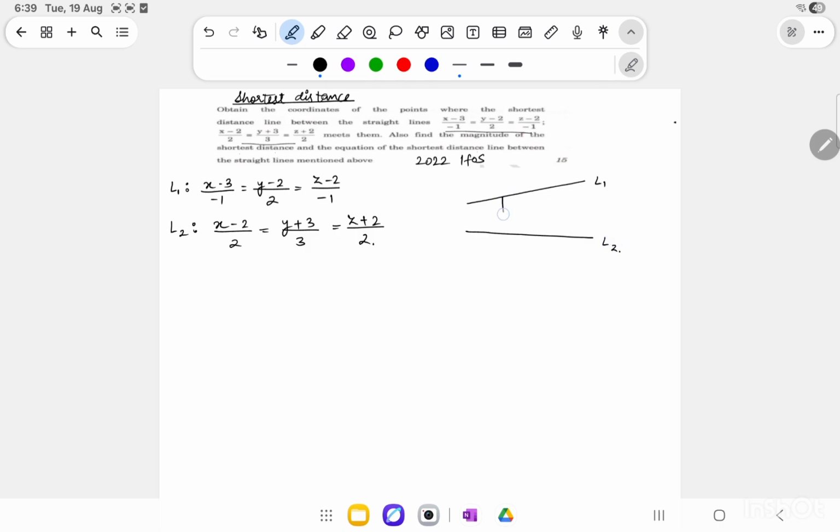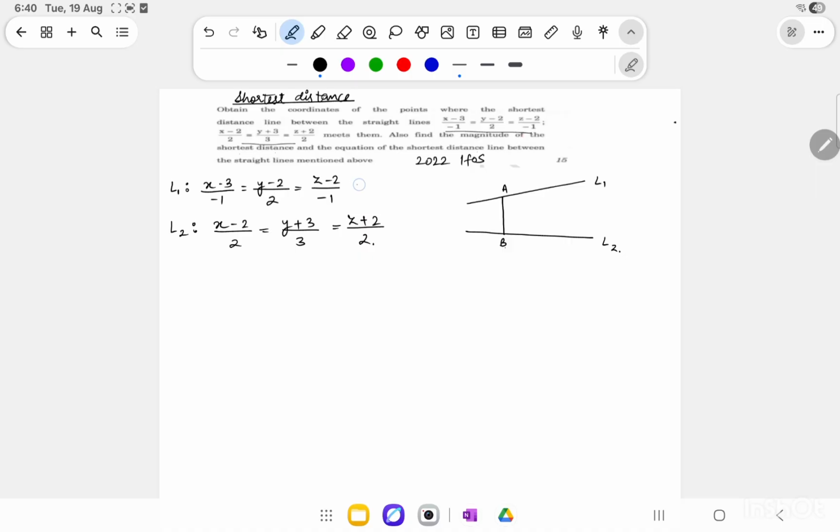And let's say this is my shortest distance. So we are supposed to find coordinates of the points A and B, where A is the intersecting point of the shortest distance line on L1 and B is the intersecting point of the shortest distance line on L2. And further we are supposed to find this distance AB, and also they have asked us to find the equation of this line AB.